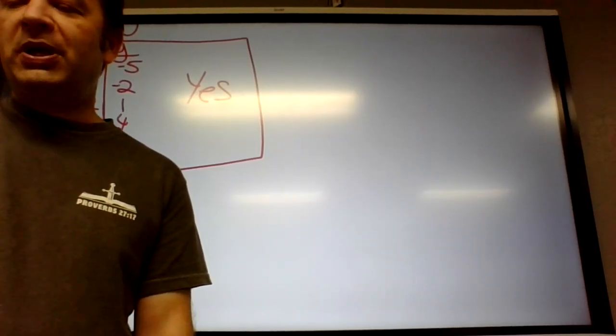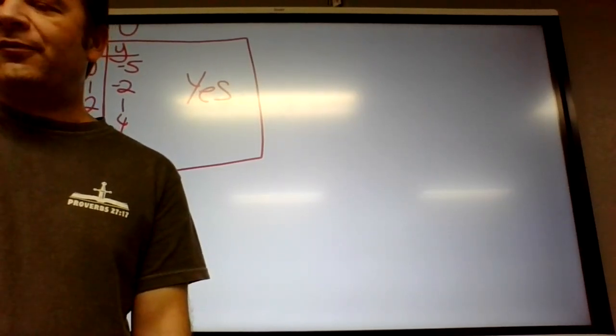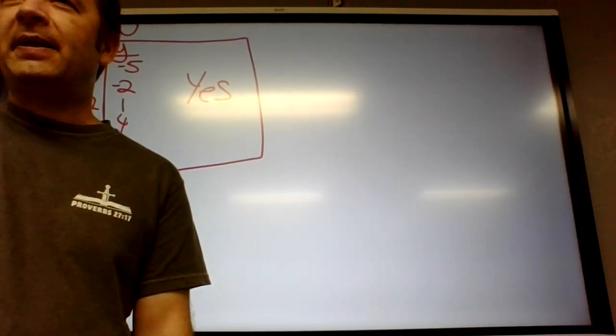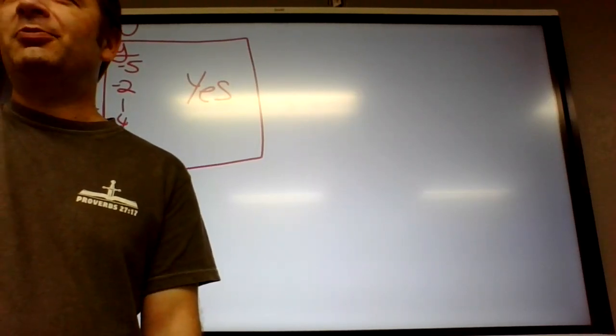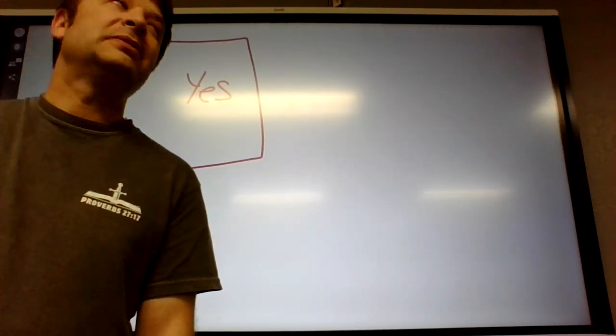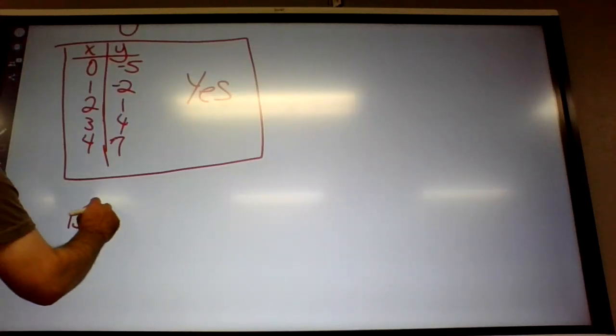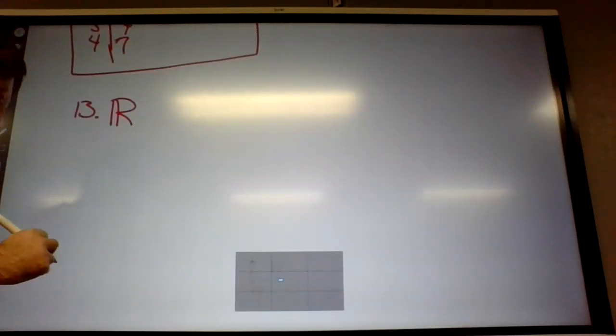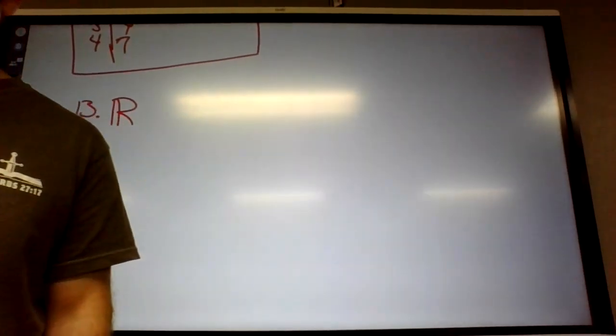Number 13. When no domain is stated for a function, what is the assumed domain? Everything, and what do we call everything? All real numbers. You can write all real numbers, but yeah, that's the easy way to do it. That's fine.